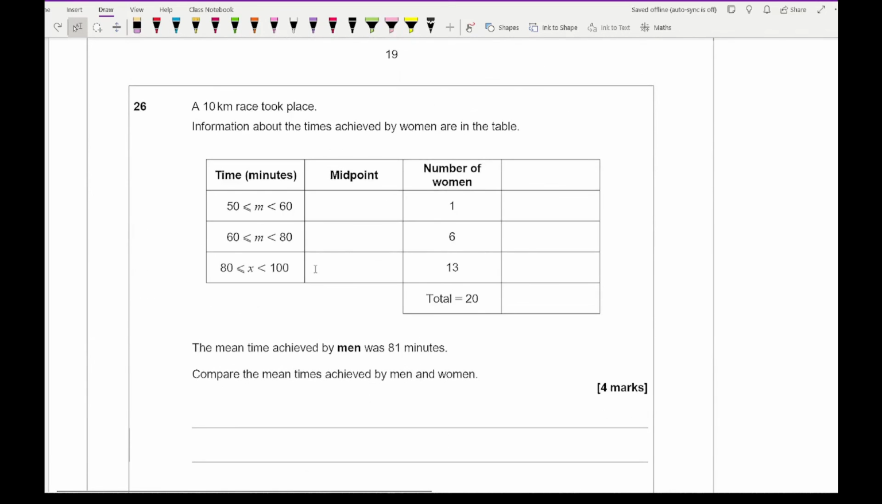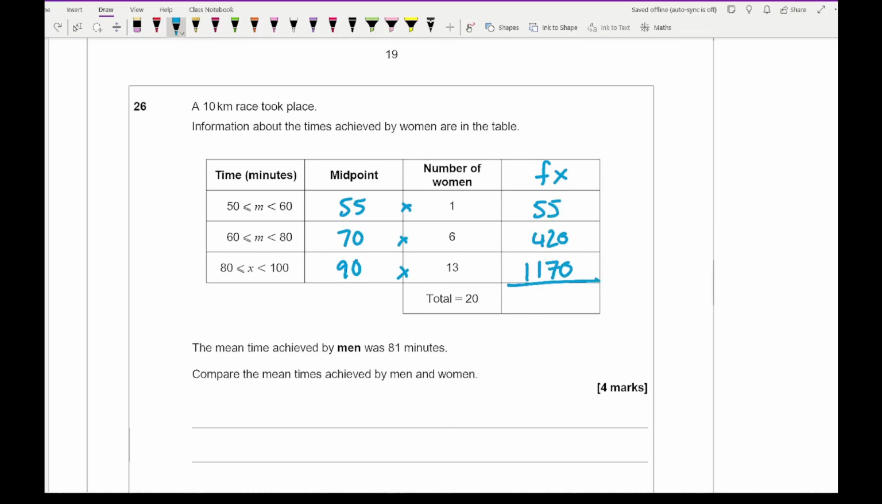Then moving on to our last question, it says that a 10k run took place. Information about the times achieved by women is in the table, and it says the mean time achieved by men was 81 minutes. Compare the mean times. So we want to work out the mean from this grouped data. Here the midpoints are going to be 55, 70, and 90. Then we need to work out the fx column. If I multiply those numbers out, I get 55, 420, and 1170.